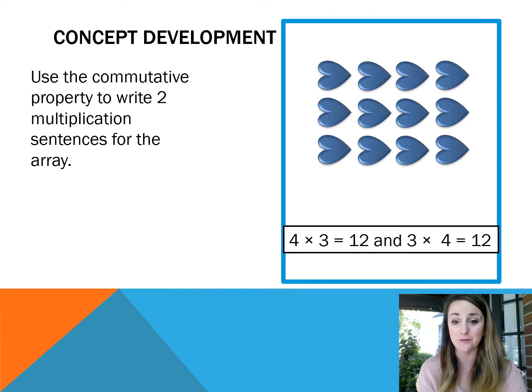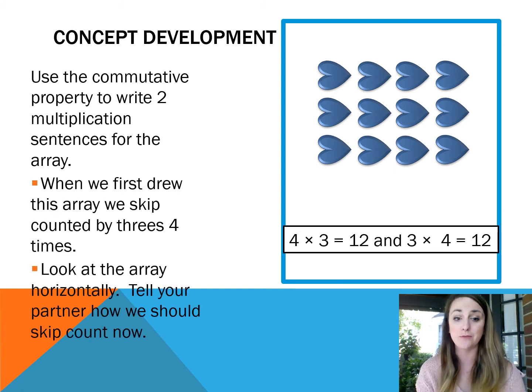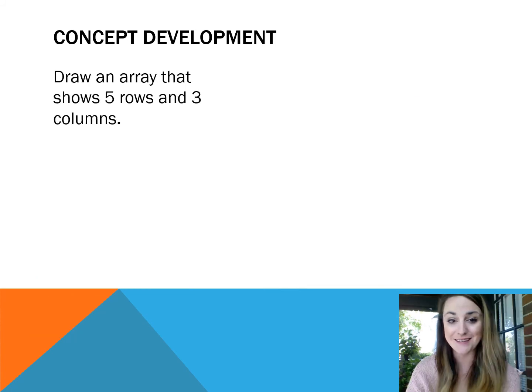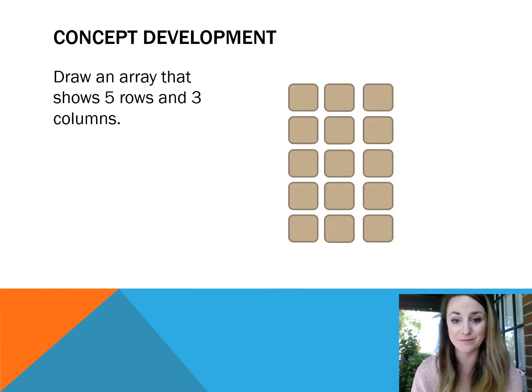We could first start with 3 times 4, since we see 3 rows of 4. But we know based off the commutative property that we can flip those factors and the total would remain the same. So we can also write 4 times 3 equals 12, and 3 times 4 equals 12. When we first drew this array, we skip counted by 3s 4 times. If we look at the array horizontally, how should we skip count it? We can skip count it by 4s because there are 4 in each row. 4, 8, 12.